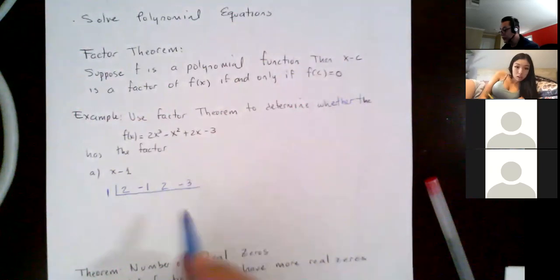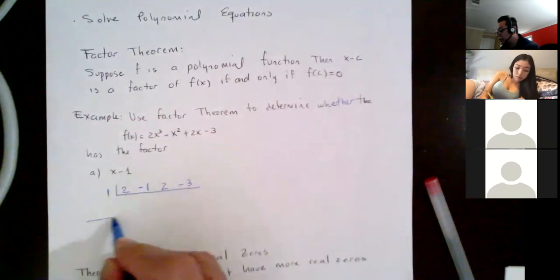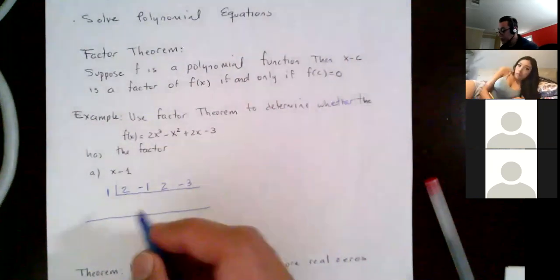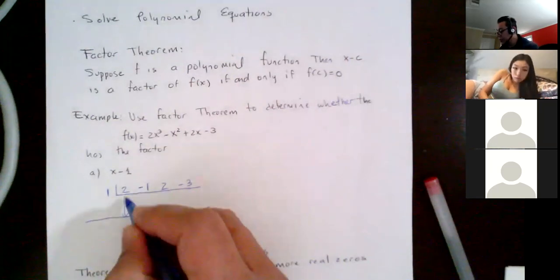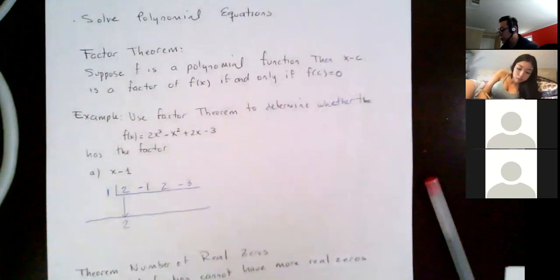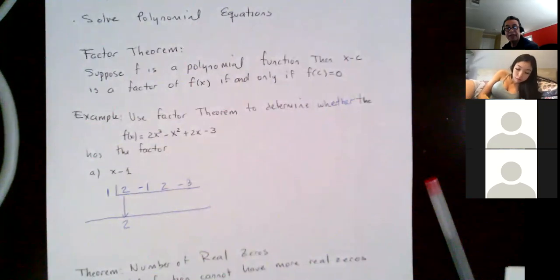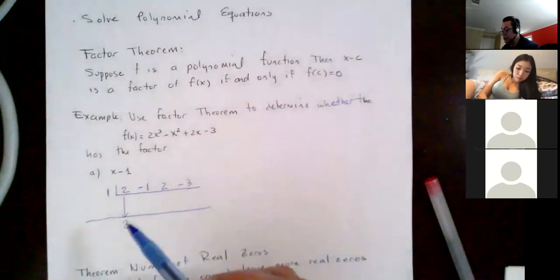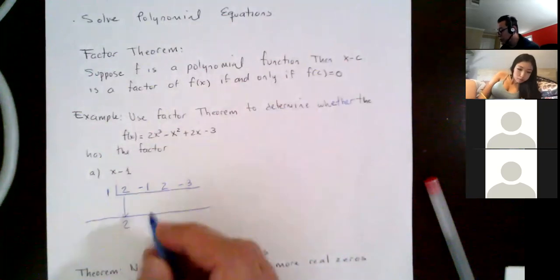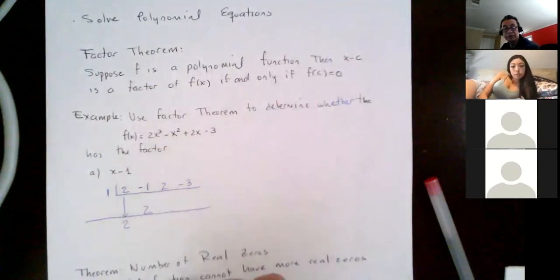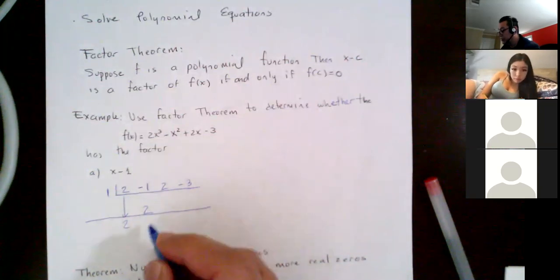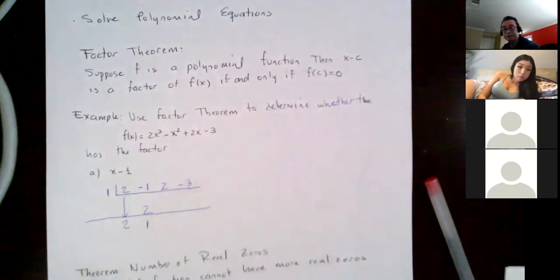Ready? So let's now continue here. This is how synthetic division goes. First thing that you do is you bring down the 2, the first number that you have here. And then you multiply 1 times 2, which is 2, and you write it here. And then you add these two numbers, -1 plus 2 is positive 1.